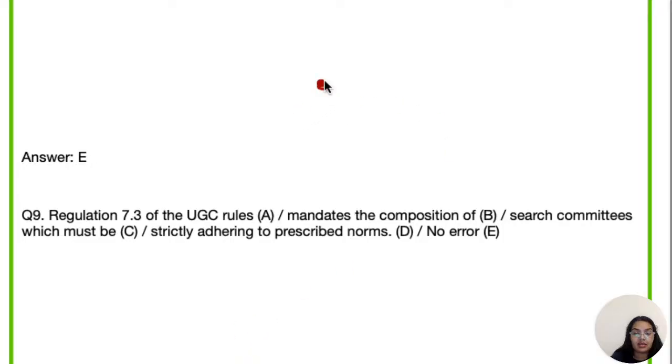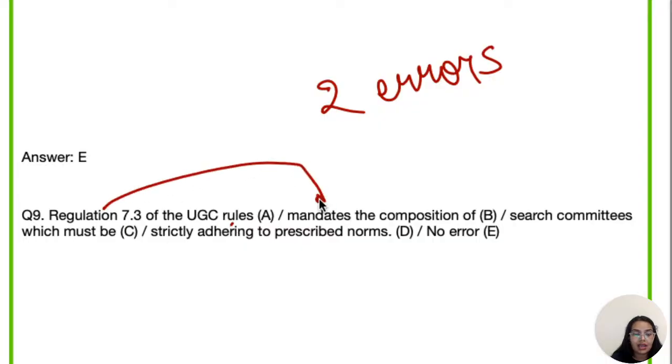There are two errors here. Okay. Can you now guess the error? There are two errors. Regulation 7.3 of UGC rules. Regulation तो एक ही है ना, तो mandates आएगा. That is only one part of the regulation. Mandates the composition of search committees.